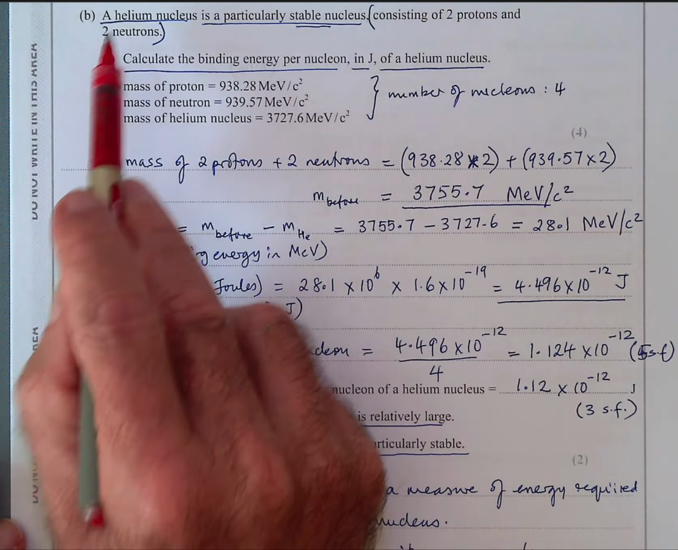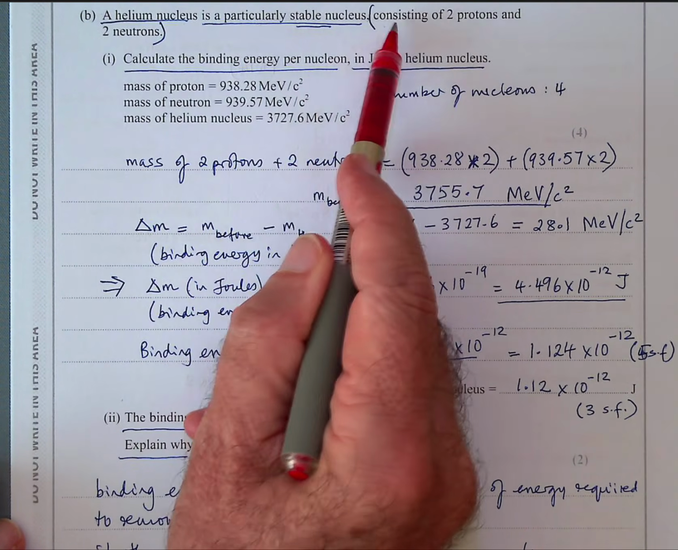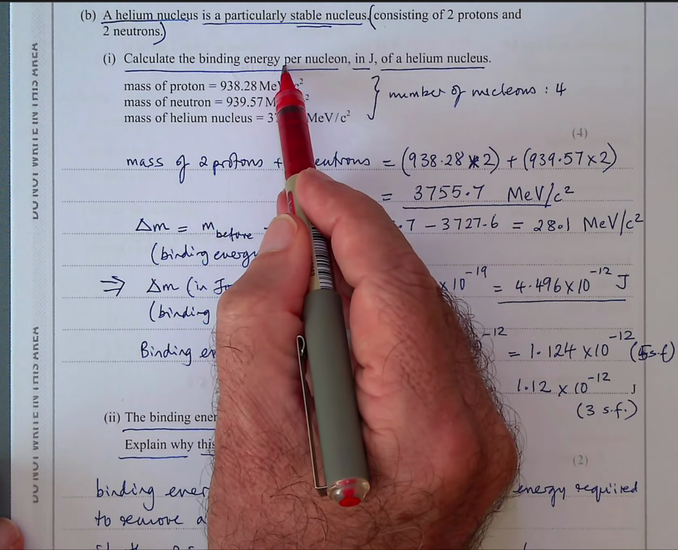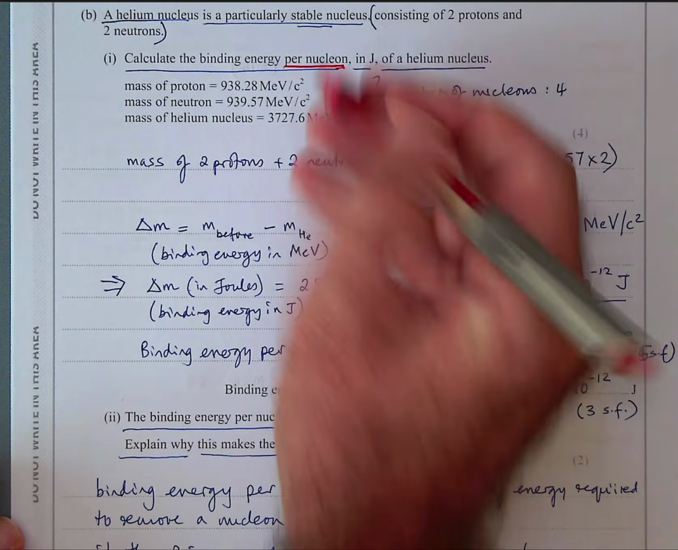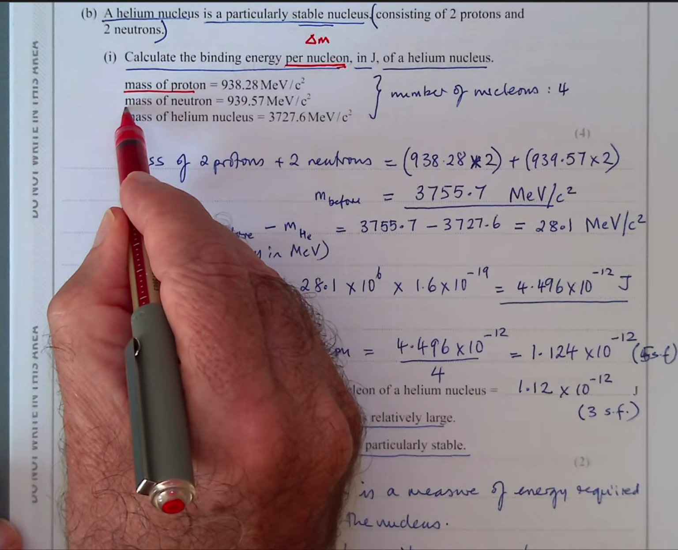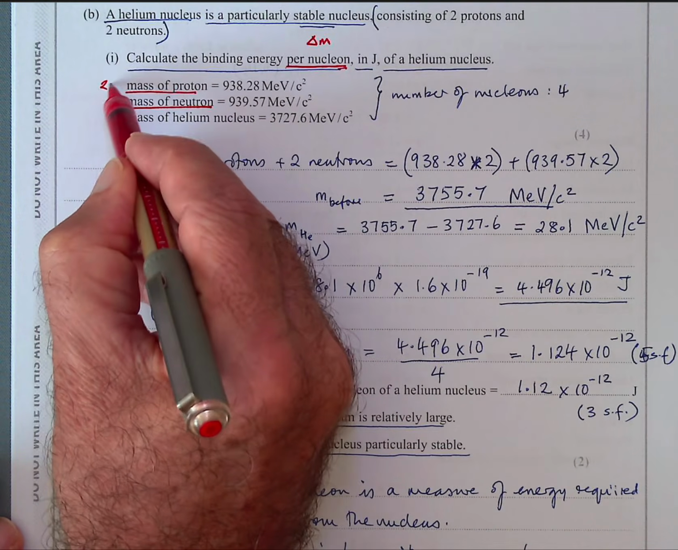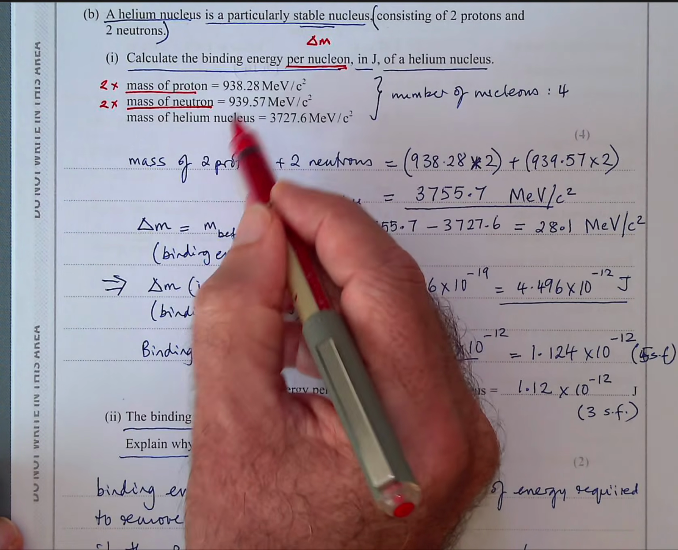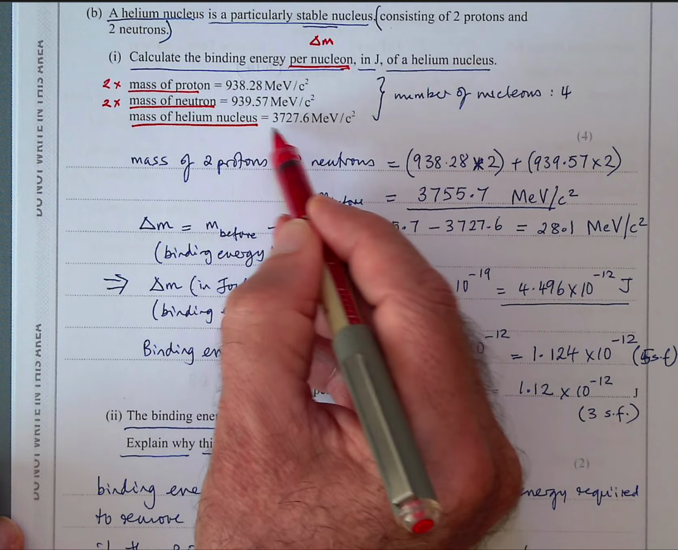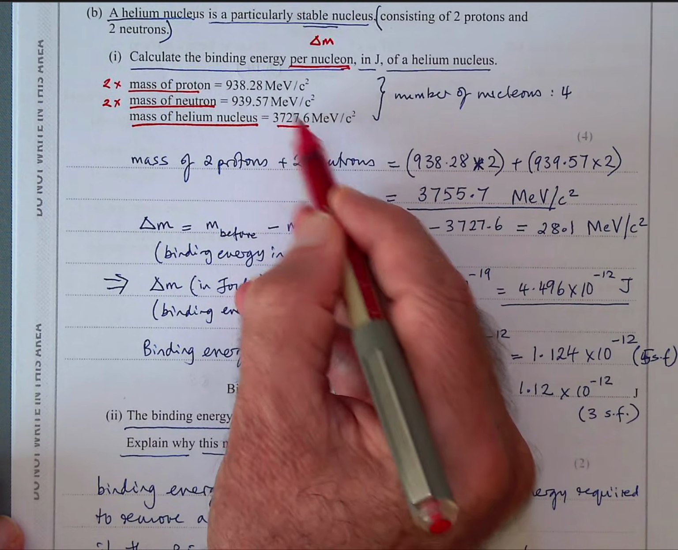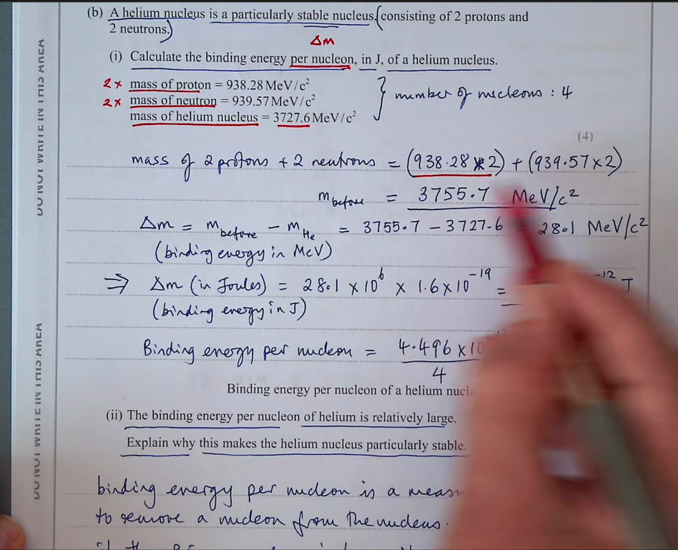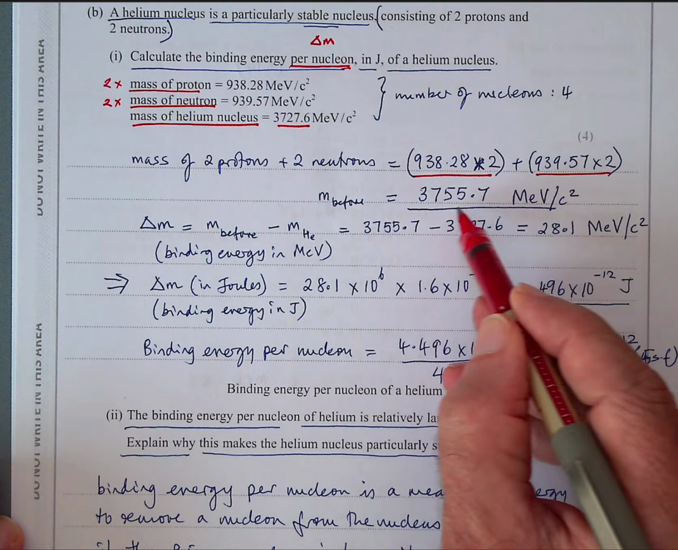You'll be pleased to know a helium nucleus is a particularly stable nucleus consisting of 2 protons and 2 neutrons. Calculate the binding energy per nucleon. So binding energy per nucleon is calculated by working out the change in mass between the individual masses of the 2 protons and the 2 neutrons. So 2 times that and 2 times that is the individual masses of the protons and neutrons, and this is the mass of the nucleus once it's formed, and it should be less than 2 of these and 2 of these. So the mass of 2 protons and 2 neutrons is this one times 2 plus the other one times 2, and it comes to 3755.7.